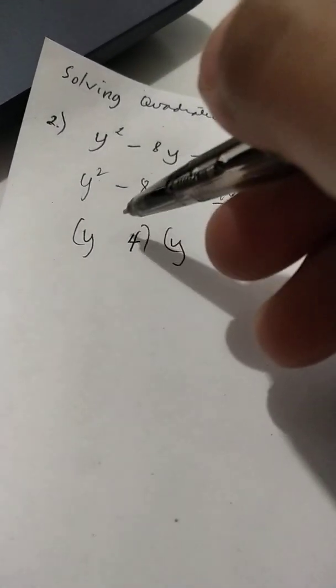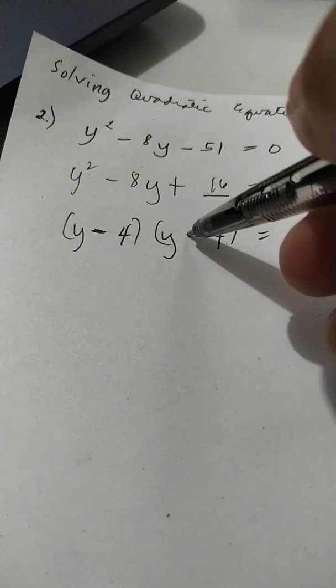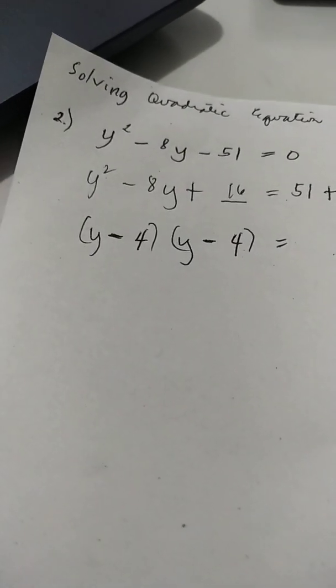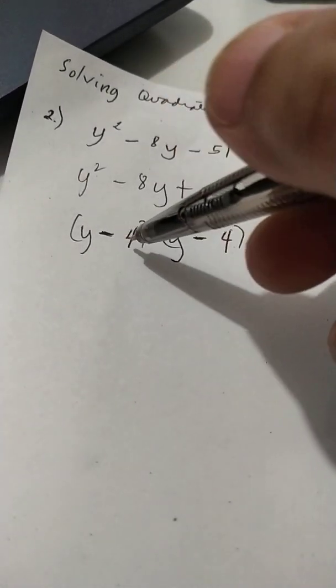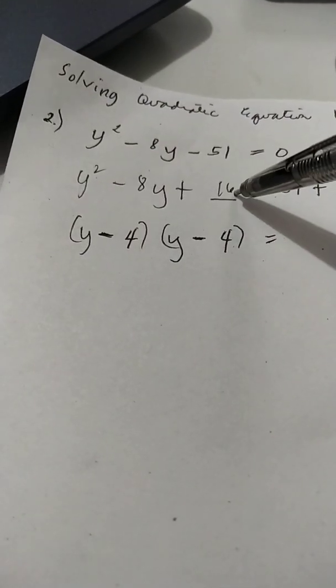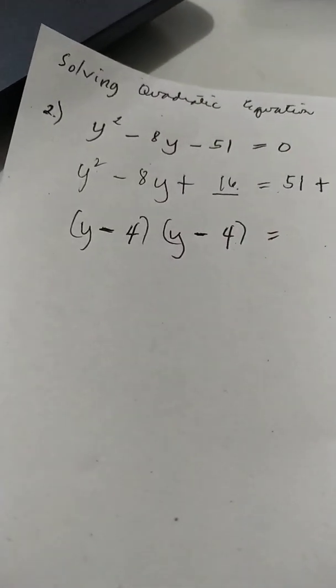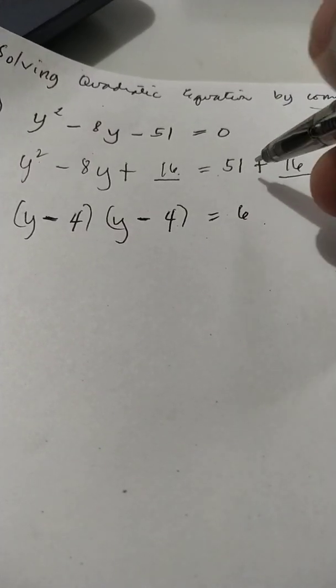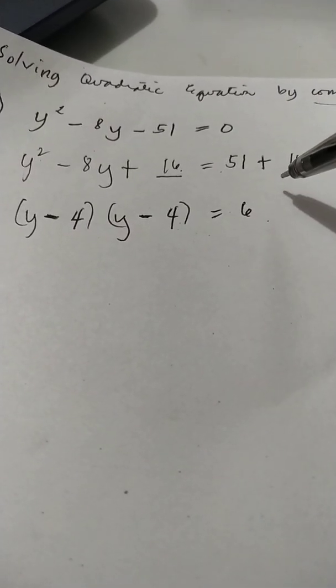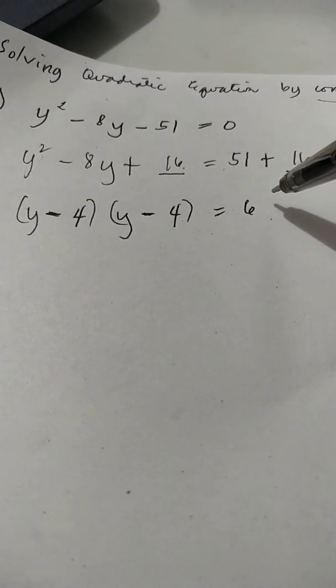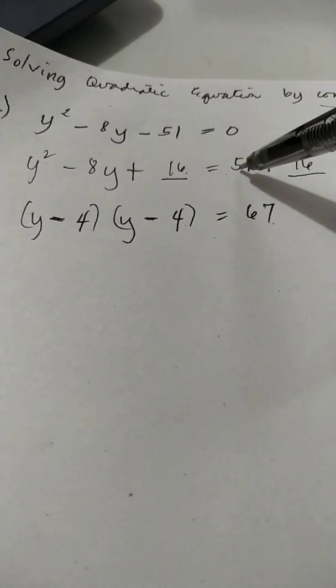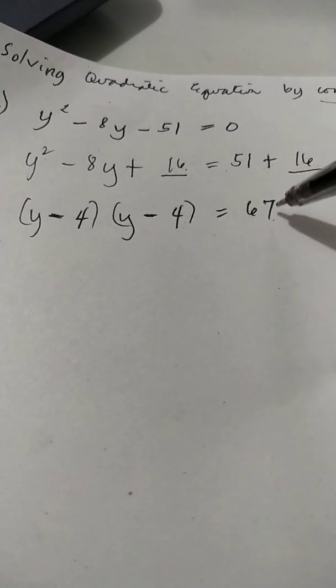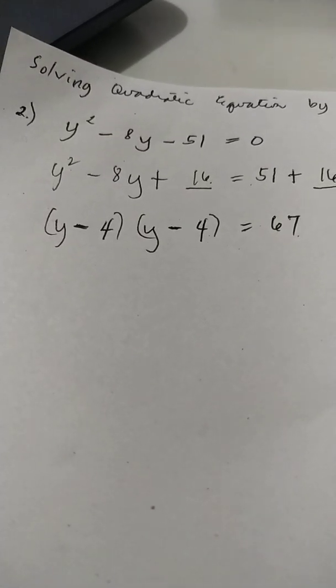And then, we have to indicate the minus. Why? How did we know? Negative 4 times negative 4 is positive 16. Negative 4 plus negative 4 is negative 8. Then we have 51 plus 16. That is 67. 5 plus 1 is 6. 1 plus 6 is 7. We have 67.